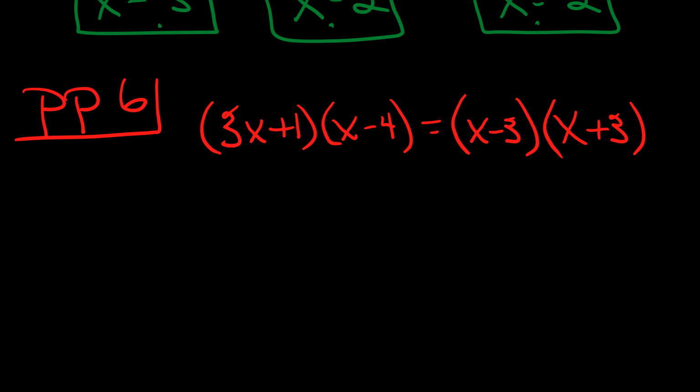Well, what I've got to do is multiply everything together. I'm going to do that on both sides. Okay, I'm going to multiply this left side first. And what would that be?